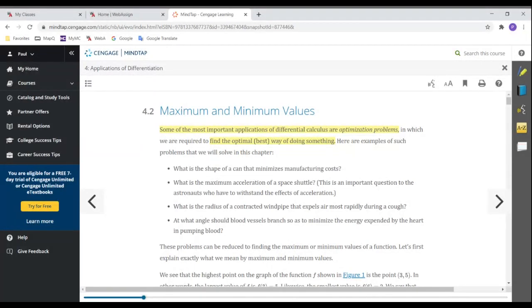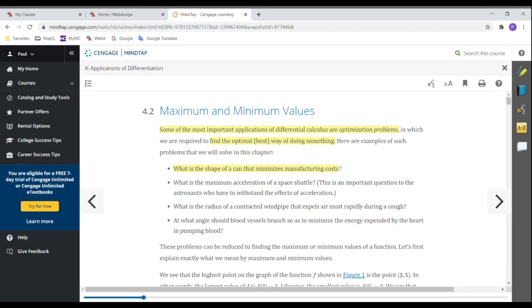What is the shape of a can that minimizes manufacturing costs? For instance, maybe you're designing a can to hold soda, and you want your can to hold a certain volume of soda. So, how high should the can be? How wide should the can be so that it holds the soda, but minimizes the amount of metal or aluminum used to make the can? That's an example of an optimization problem.